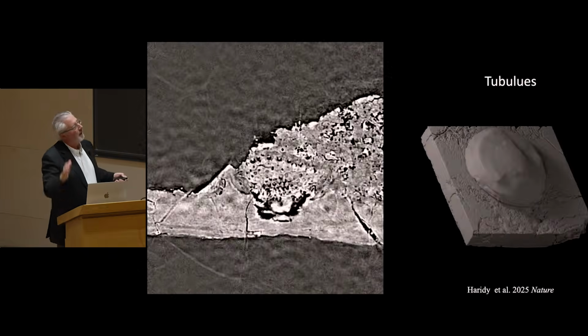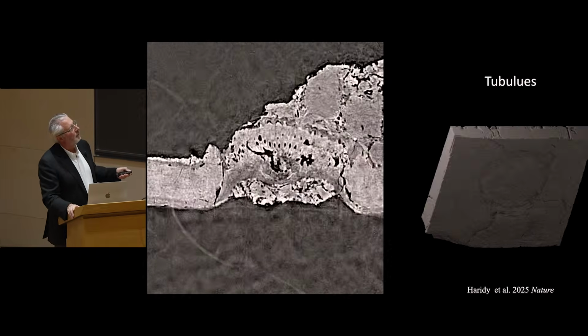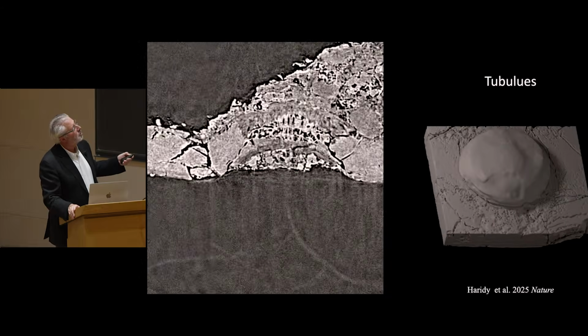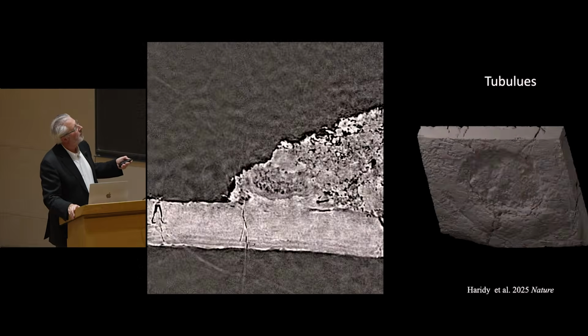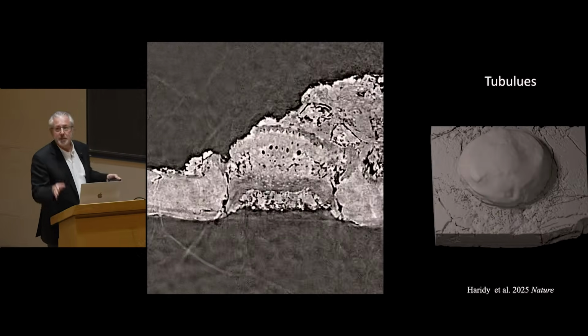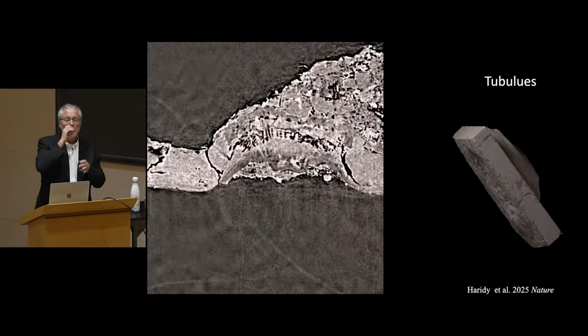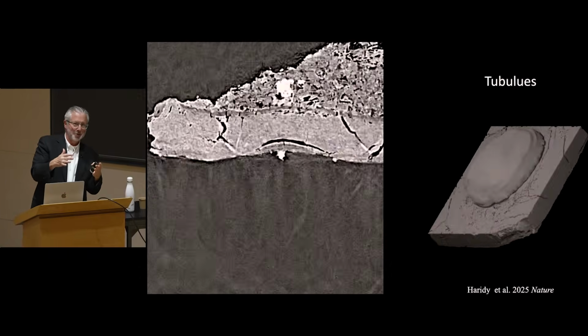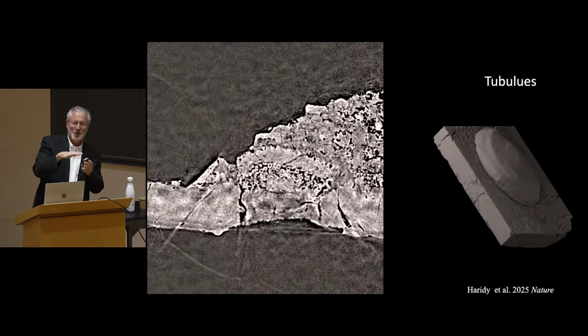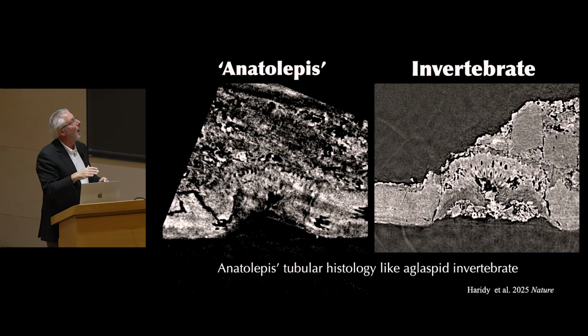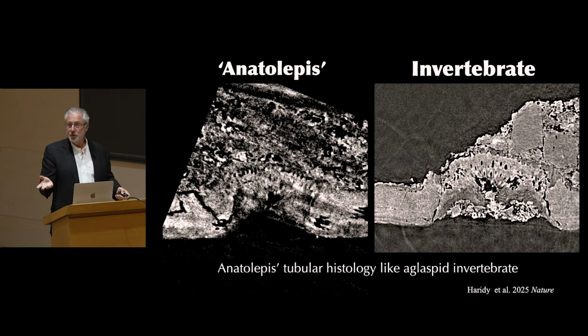And indeed, when we look at it from a different angle, here's one of those little scales. You could see the tubules here. Let's watch, it's a looping movie. You can see those little spaces. See those little spaces? Those are the tubules coming out at you right there. So this thing clearly had tubules. And it clearly had tubules that were very similar to, quote, anatolepis. So anatolepis' tubular histology was very much like an agalaspid invertebrate. So this is not a tooth. It's probably a piece of one of those invertebrates I showed you before.